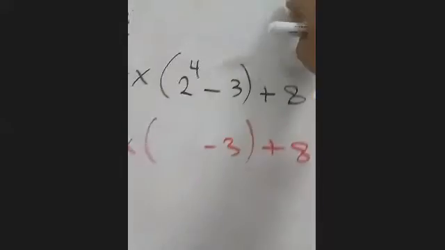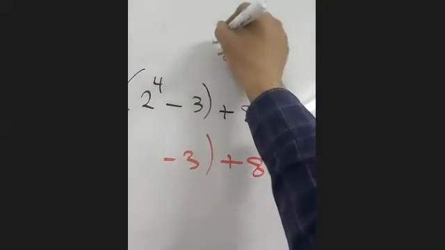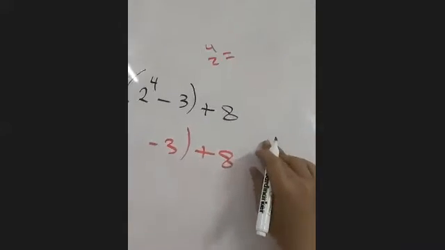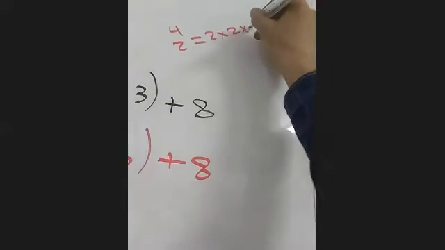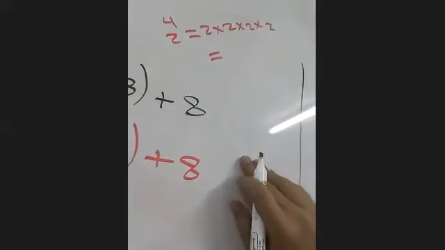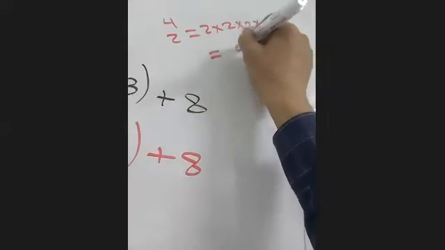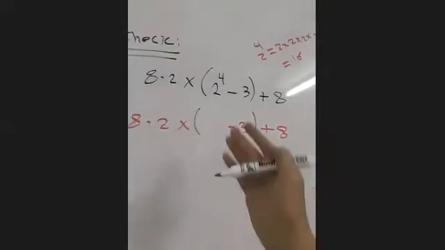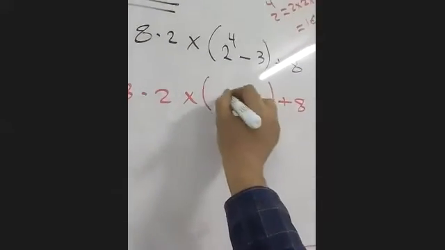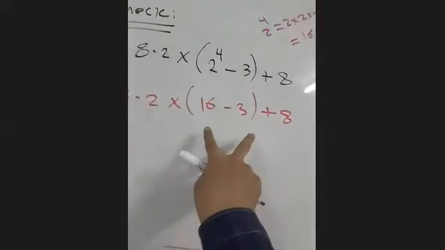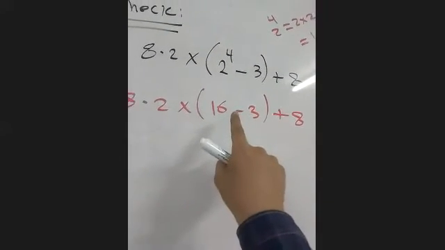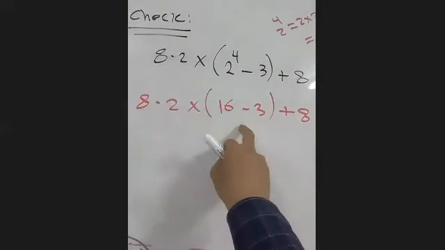So I will go outside and calculate 2 to the power 4. How much? 2 multiplied by 2 is 4, and another 2 is 8, and 2 is 16. So in place of 2 to the power 4, I will put 16. The parenthesis is still with me because I'm not finished yet.